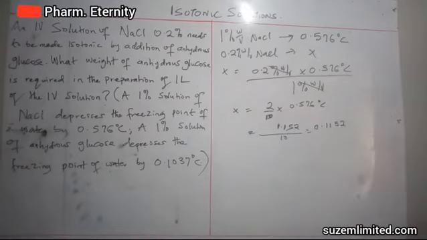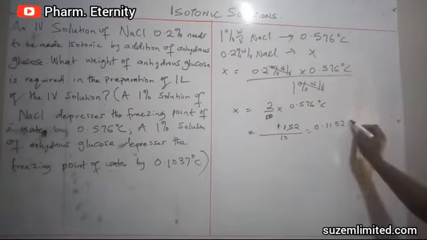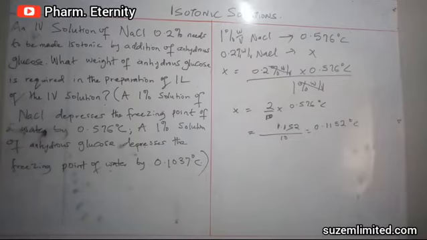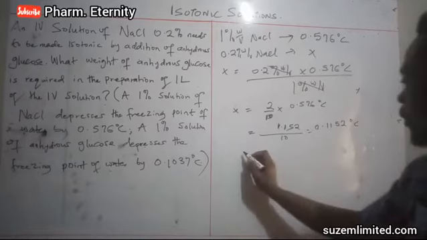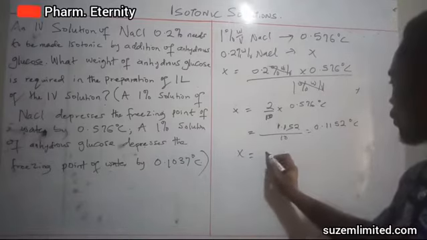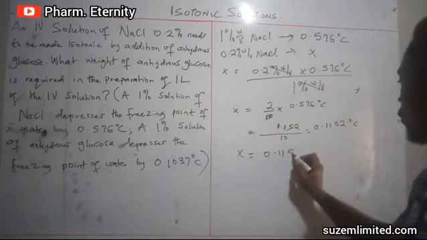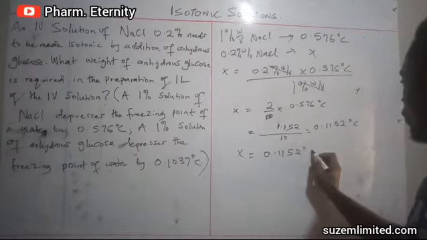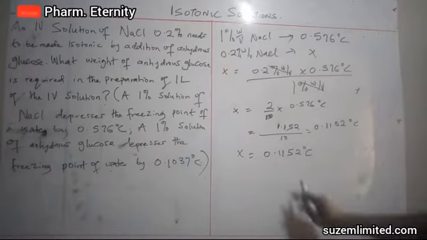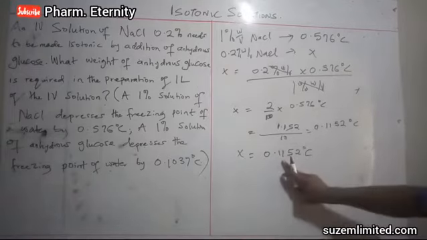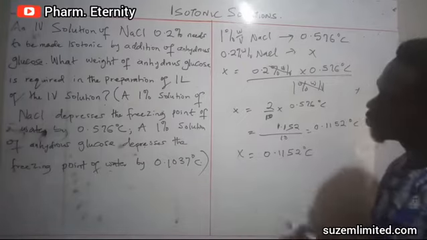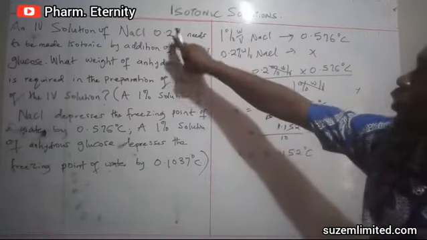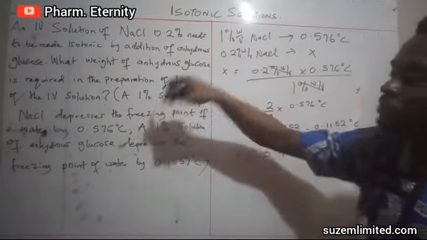0.1152 degrees Celsius. Okay. So that means X is now equal to 0.1152 degrees Celsius. Now, this X, this 0.1152 degrees Celsius, is the extent to which 0.2% of sodium chloride can depress what?